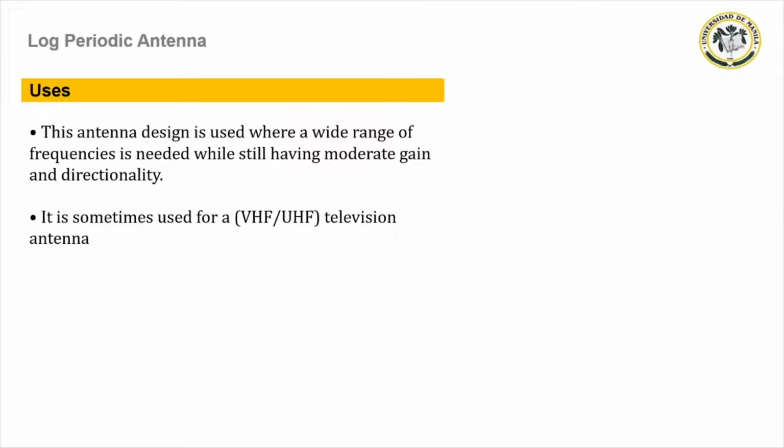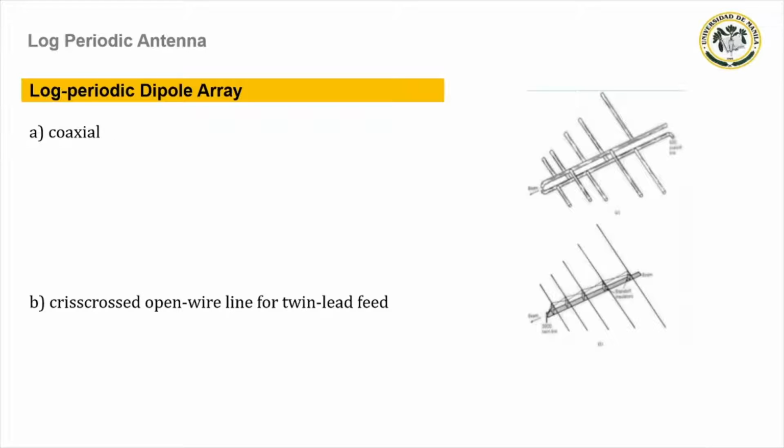As for the uses, this antenna design is used where a wide range of frequencies is needed while still having moderate gain and directionality. It is sometimes used for a VHF or UHF television antenna. A is the LPDA, or log periodic dipole array, with a coaxial feed, which is typically 50 ohms or 75 ohms. And B is a crisscross open wire line for twin lead feed, which is typically 300 ohms.